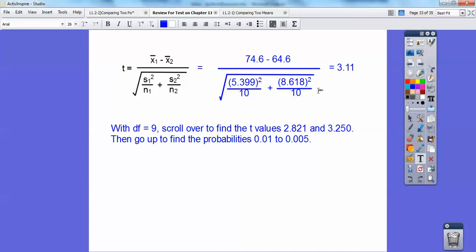So scroll over to your degrees of freedom of 9 and find the t values that surround this 3.11. I see the t values in my row of degrees of freedom of 9 as 2.821 and 3.250. Then go straight up and look for the probabilities. I get between 0.01 and 0.005, which is 1% and 0.5%.